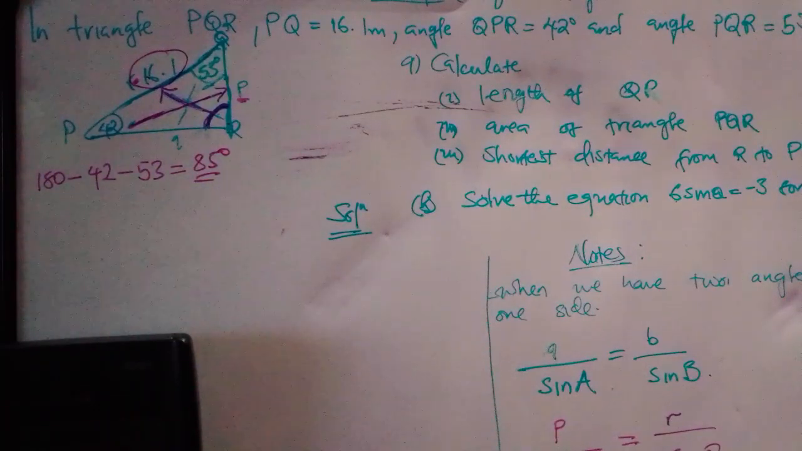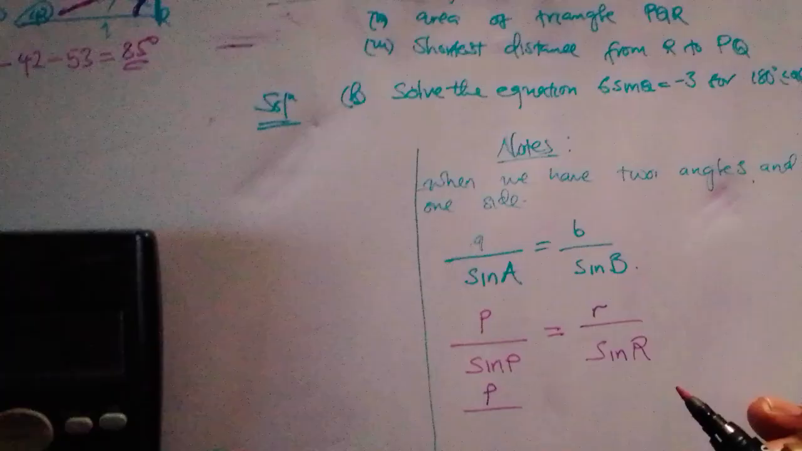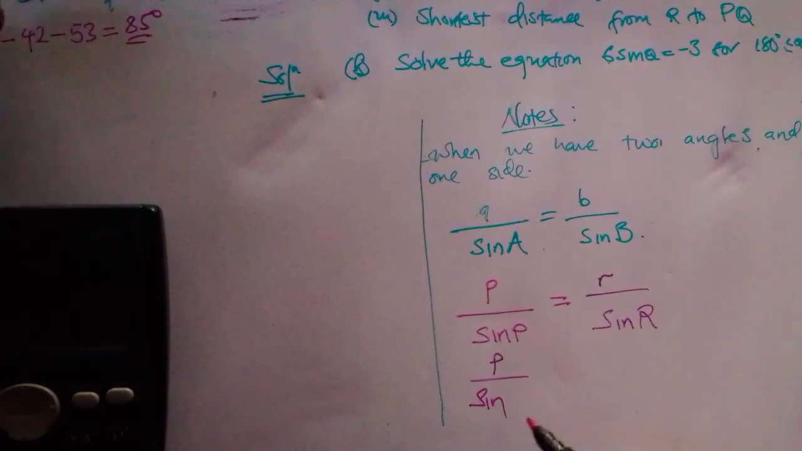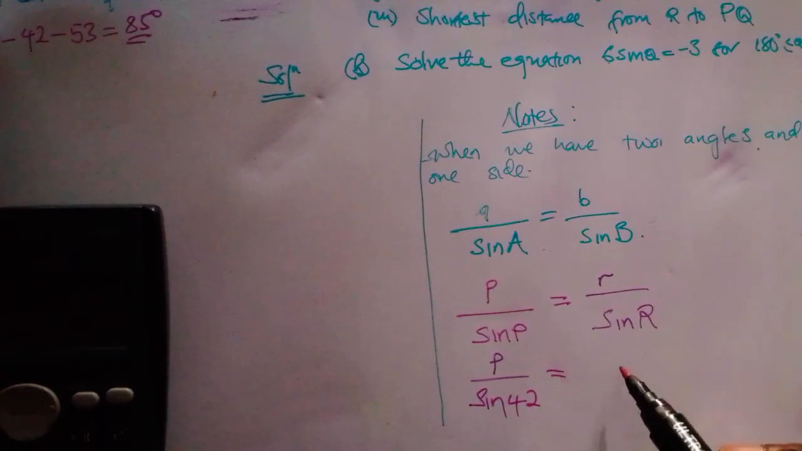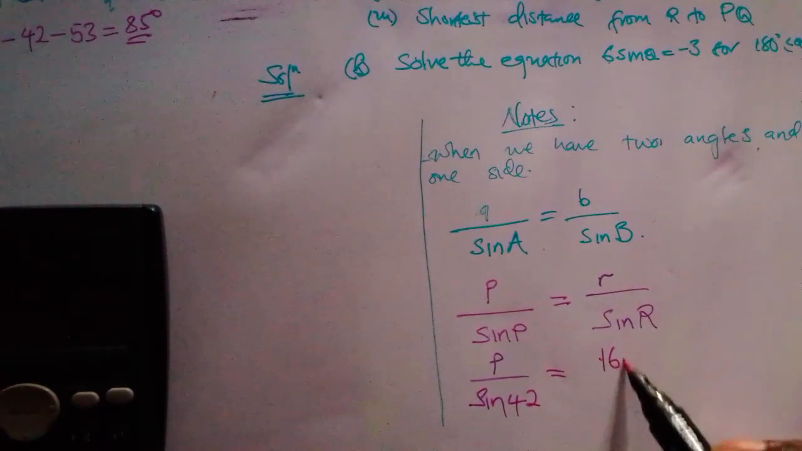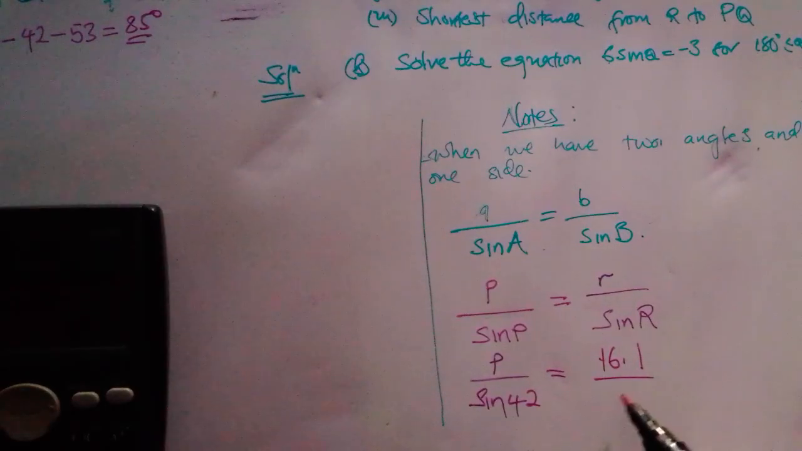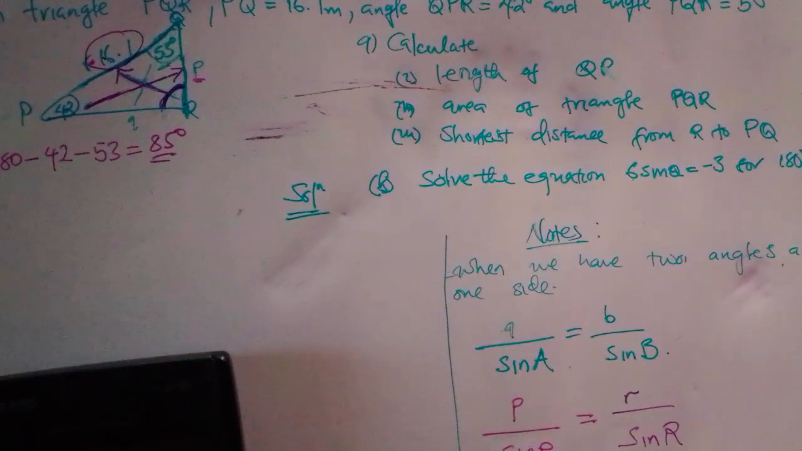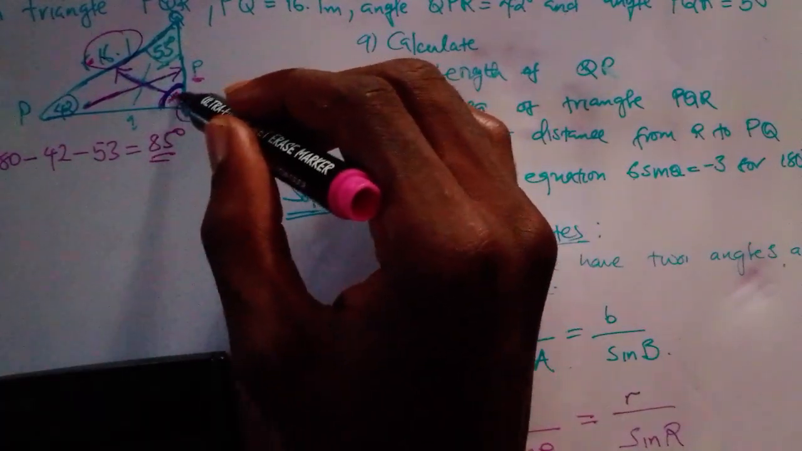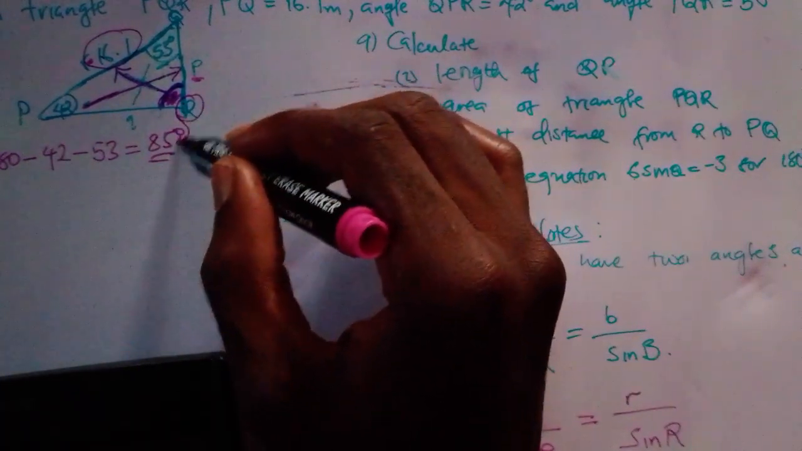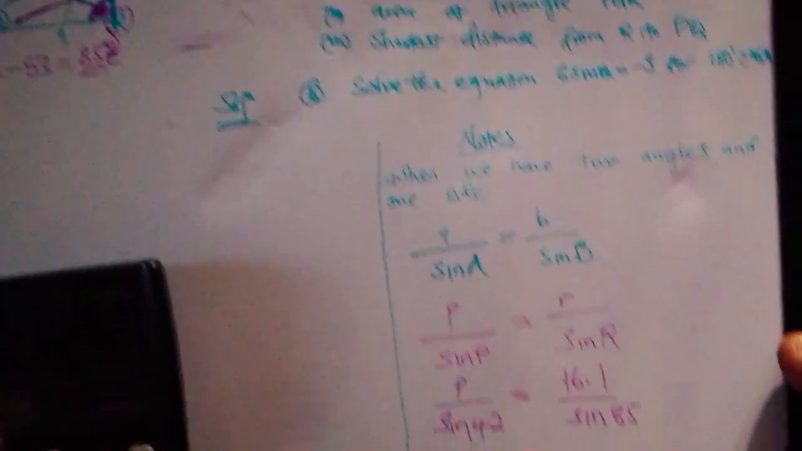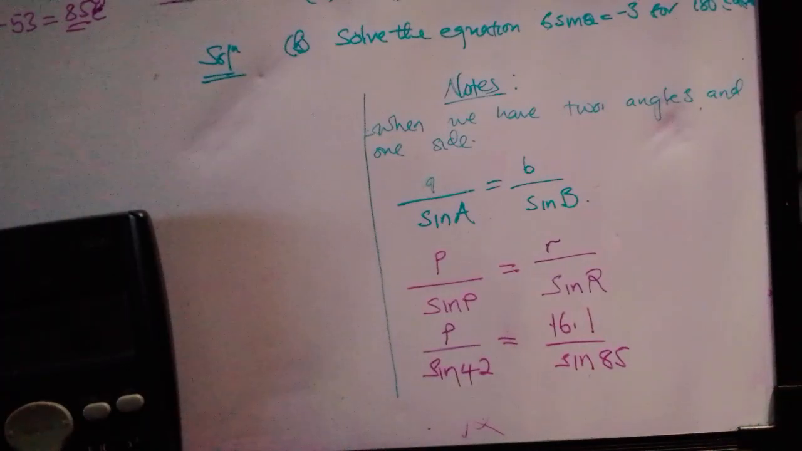So you say P over sine P, we have 42, equals R, which is 16.1, divided by sine R, which is 85. So sine R, this capital R, is this angle, which is 85. Don't forget, P is 42. Then here you can cross multiply.